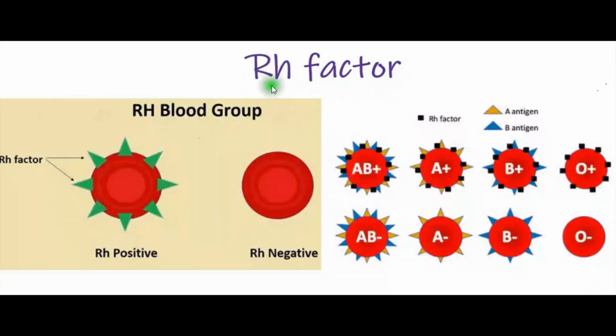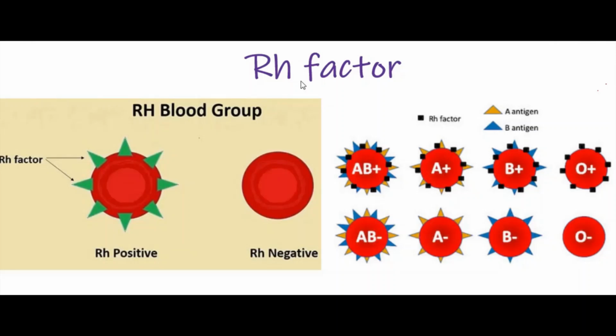Next topic is RH factor. This RH factor was discovered by two scientists, Landsteiner and Weiner, in 1940 in rhesus monkey.